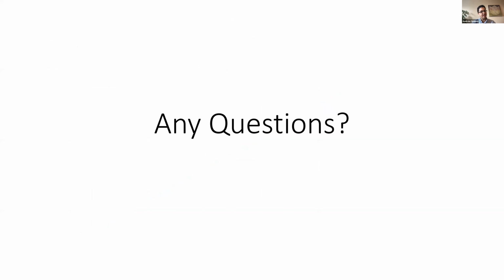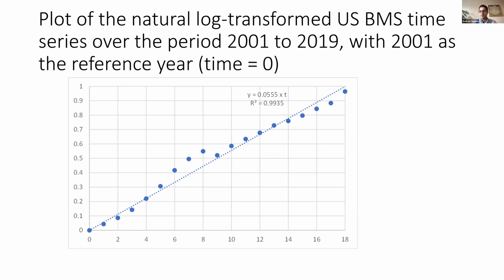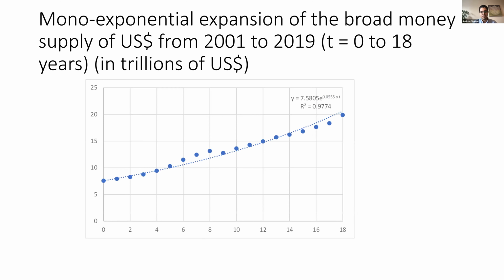Not a question, but I would appreciate it if you can explain more. I didn't understand the intercept in the first graph that you showed. You just explained the rate constant, but the intercept, I think that's the annual money supply in the first year, as a constant.